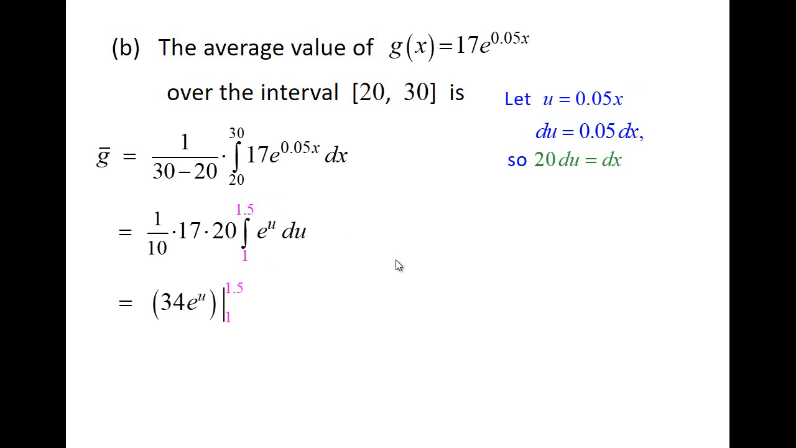So the antiderivative here is e to the u. So right here we get 34. So 34 e to the u is the antiderivative. Plug in 1.5 and 1. And this is what we get. And we can rewrite that as 34 e to the power 3/2. So that's the same as the root of e to the 3 minus e. All right, so that's the average value.